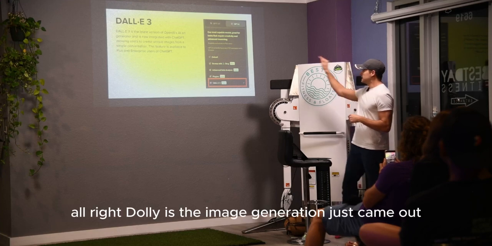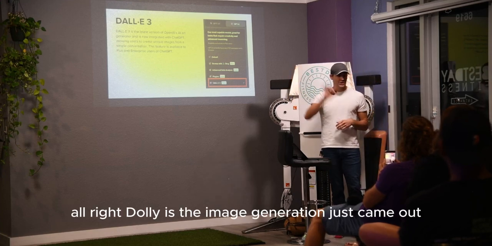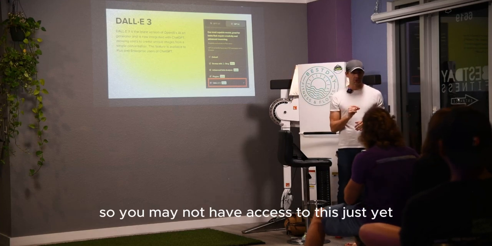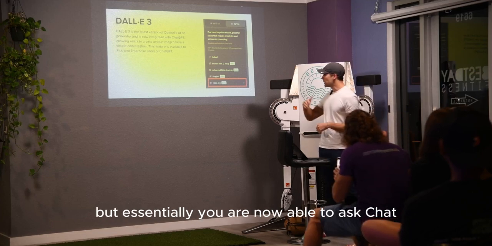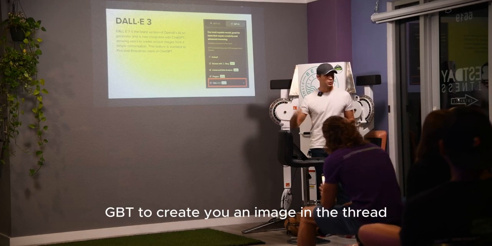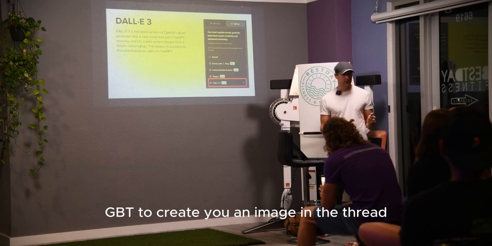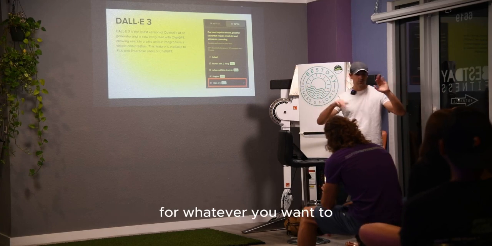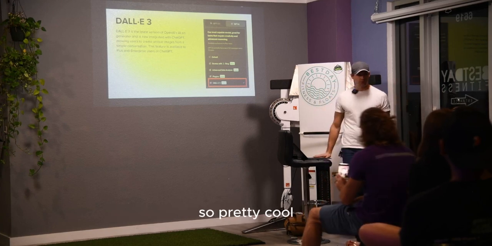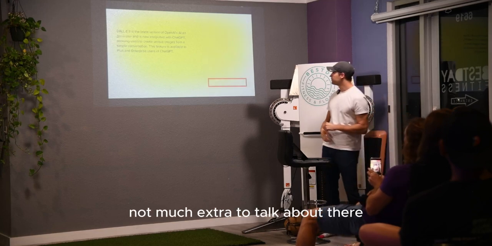All right, DALL-E is the image generation. It just came out, so you may not have access to this just yet, but essentially you are now able to ask ChatGPT to create you an image in the thread, and you can then go and use that image for whatever you want to. So pretty cool. Not much extra to talk about there.